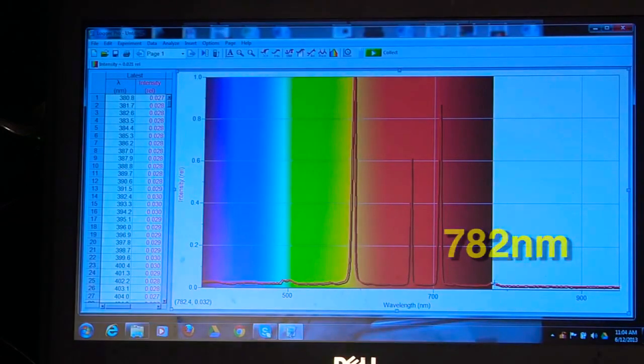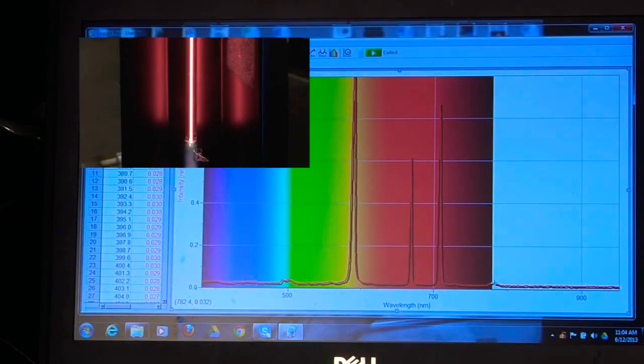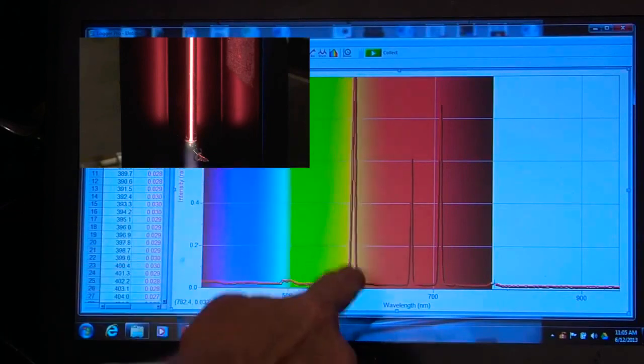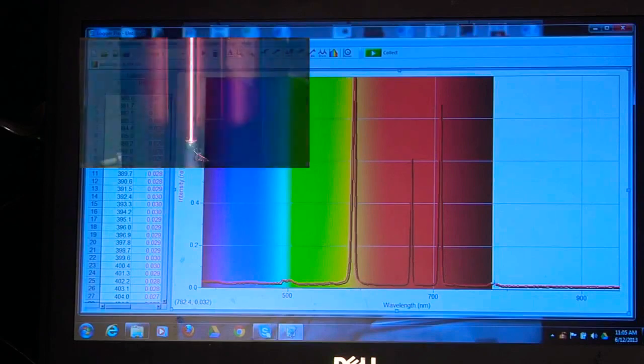But if you go back to our tube, you can see that it's yellow. That corresponds pretty much to this very intense yellow emitted in this range right here.